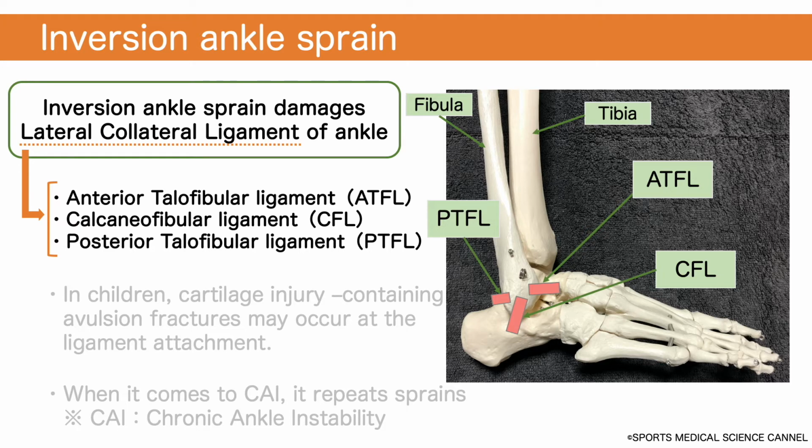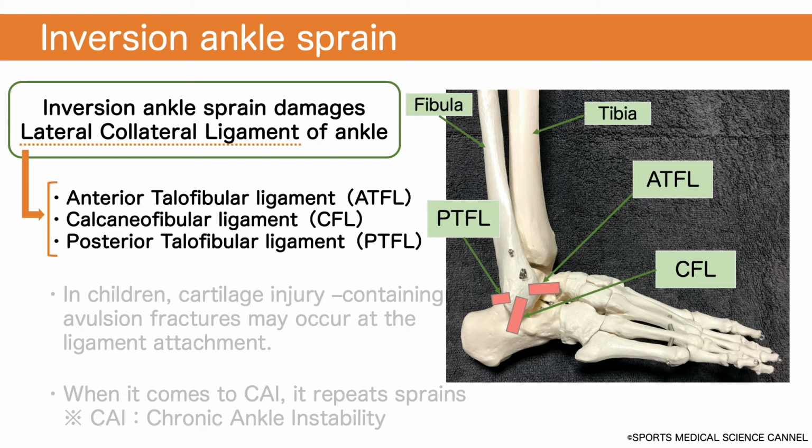The lateral collateral ligament has three ligaments. One is the anterior talofibular ligament, which connects the anterior talus and fibula. The other is the calcaneofibular ligament, which connects the calcaneus and fibula in the middle. The third is the posterior talofibular ligament, which connects the posterior talus and fibula. The anterior talofibular ligament is the most vulnerable ligament in the lateral collateral ligament. Next is the calcaneofibular ligament. And the severity of inversion ankle sprain is categorized by how these ligaments are torn.